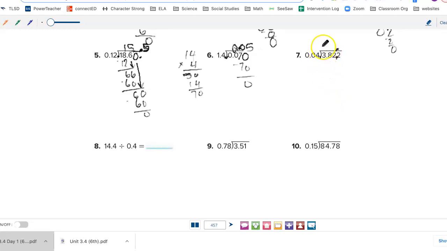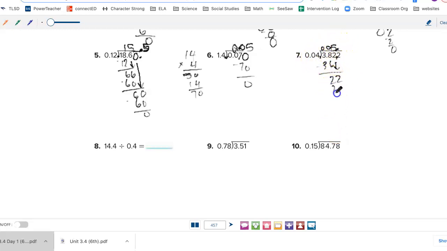4 can go into 3 0 times. 4 can go into 36, which is the closest I can get without going over, 9 times. 9 times 4 is 36. When I subtract, I get 2. I'll bring down this other 2. That can go in 5 times, so now I have 95.